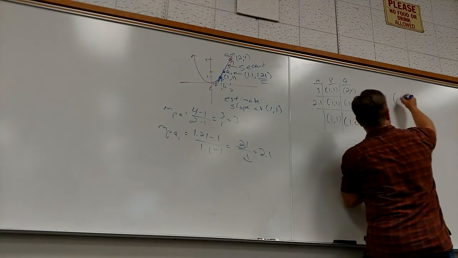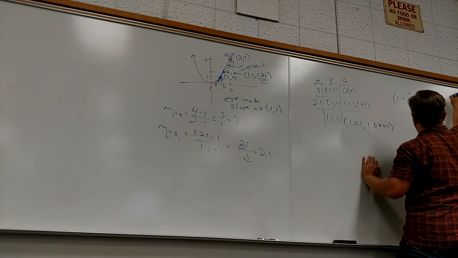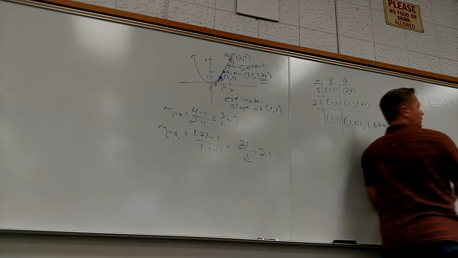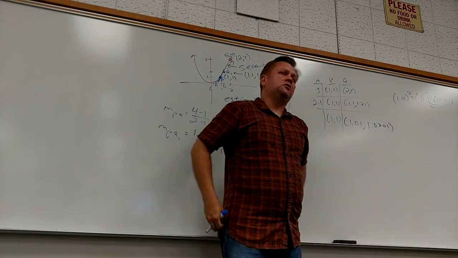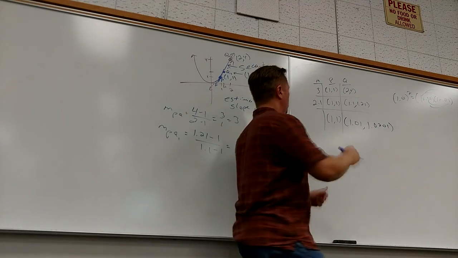Real quick. If I want to do 1.01 squared, I could do 1 plus 0.01, so it's 1 plus 0.01. FOIL, add. That's what I was trying to do in my head. I couldn't keep track of a couple things. It's early. I didn't have enough caffeine.